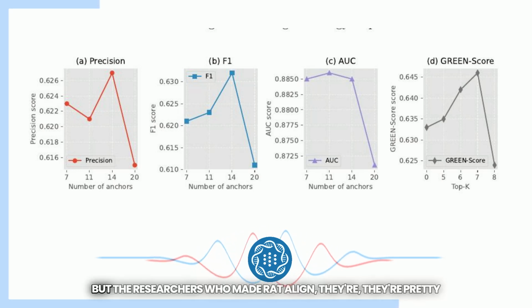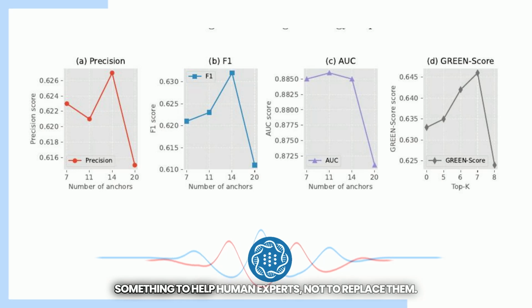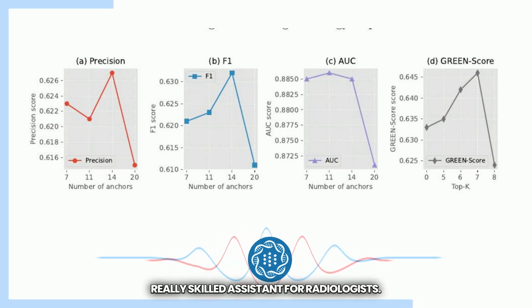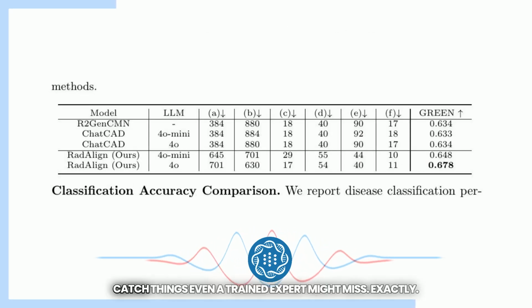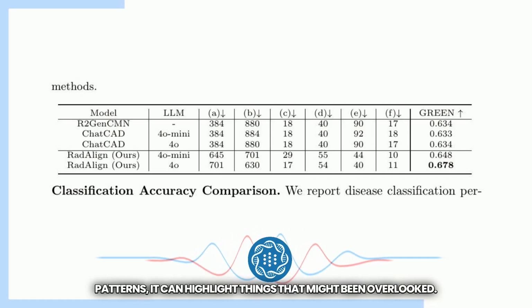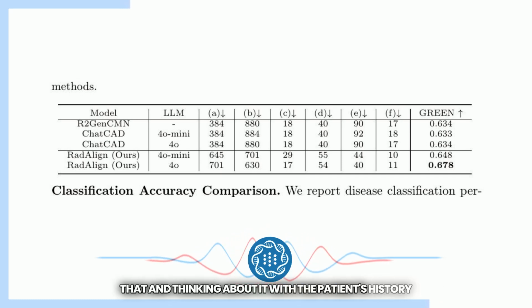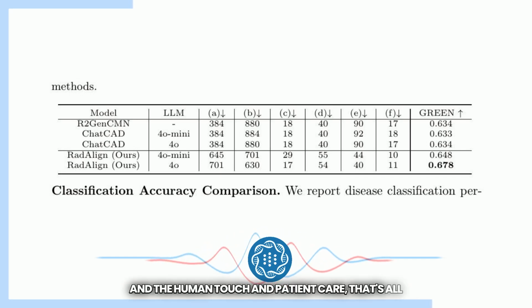Yeah, I hear that a lot. But the researchers who made RadAlign, they're pretty clear about this. They see AI as a tool, something to help human experts, not to replace them. Think of it like a really skilled assistant for radiologists. So like a second set of eyes that can catch things even a trained expert might miss. Exactly. It can analyze images, it can find patterns, it can highlight things that might have been overlooked. But the final call, the interpretation of all that and thinking about it with the patient's history and the human touch in patient care, that's all still with the doctors.